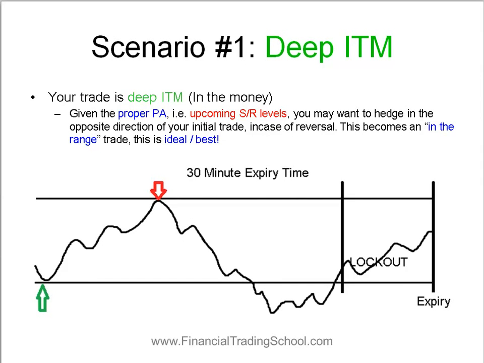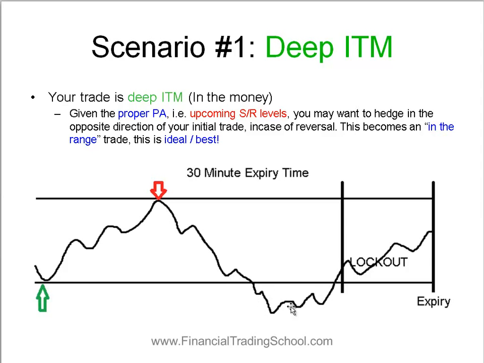So for scenario number 1, you are deep in the money. Given the proper PA, i.e. upcoming support resistance levels, you may want to hedge in the opposite direction of your initial trade, in case of a reversal. This becomes an in-the-range trade, and this is the ideal best situation. You've already seen this example from the previous comparison between 10-minute and 30-minute expiries, so this is the exact same one. Basically, you start trading with a call in the beginning, and then as time goes by, price goes up to your resistance level, you place a put, in the event that it could break below your support.